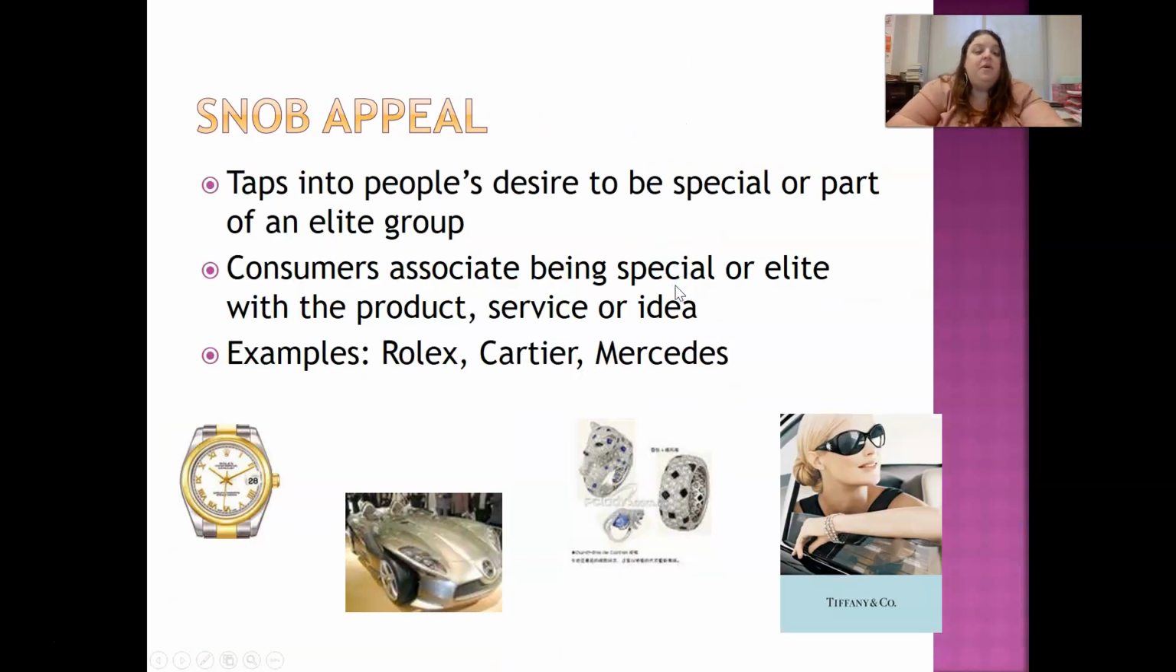Snob appeal appeals to people's desire to be special or a part of an elite group. It doesn't mean they're elitists, it doesn't mean they're snobs, but they want to feel special or elite with this service or idea or product. It's not something that everybody can have or everybody can do or afford, right? Like Cartier or Tiffany's, or Rolex or a Lamborghini. Those elicit a certain type of lifestyle that not everybody can have. You have your Birkin bags. Not everybody can afford that, right?